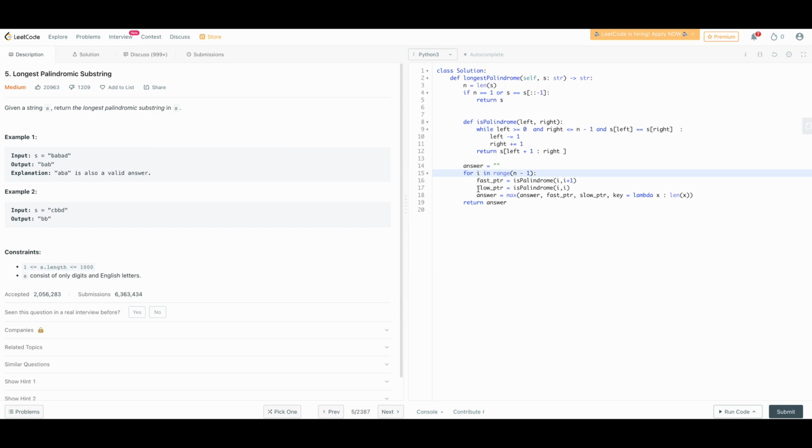We have this fast pointer that's corresponding to the second case where we start with 2 letters and then we check whether that is a palindrome. Slow pointer, that's for the case 1 where we start with a single letter and then we see if we can find a palindrome that is bigger than that. And then here we have an answer. We take the max function, and here I have a key equals lambda where we are comparing the length of this, and then we return answer, and that should be it. And let's run this code.